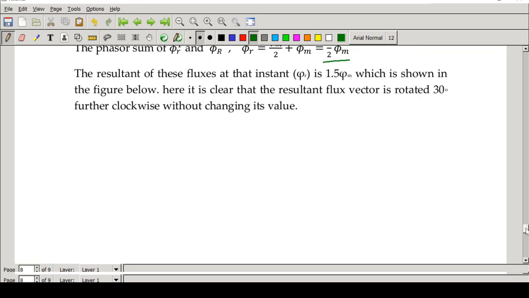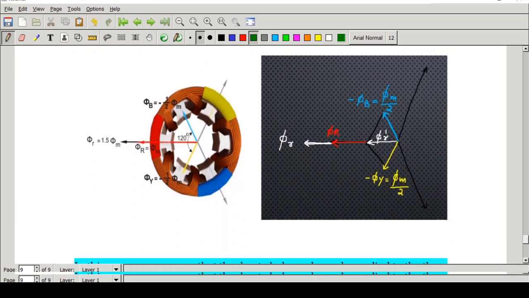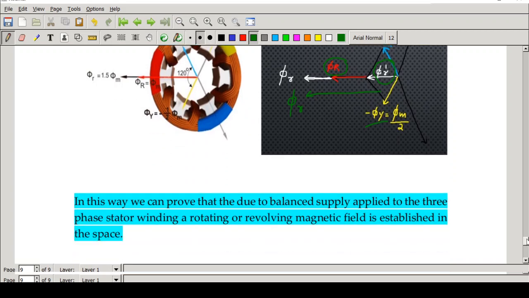Now let's go through the direction. See here. So which vectors are we adding? Minus phi y and minus phi b. Then we will get what? Phi r dash. And to this phi r dash we are adding phi r. So finally what we will get? We will get the resultant flux phi r. So you can see here the flux is rotating, right? So this is how a rotating magnetic field is produced.